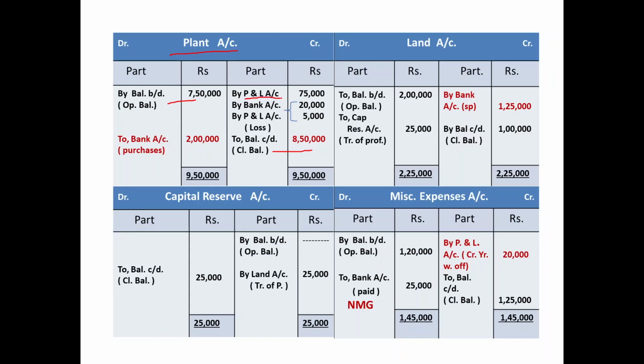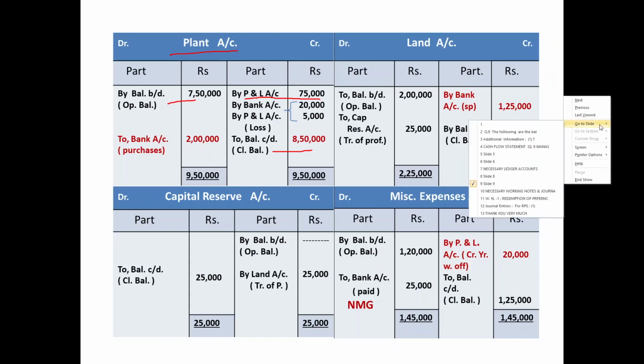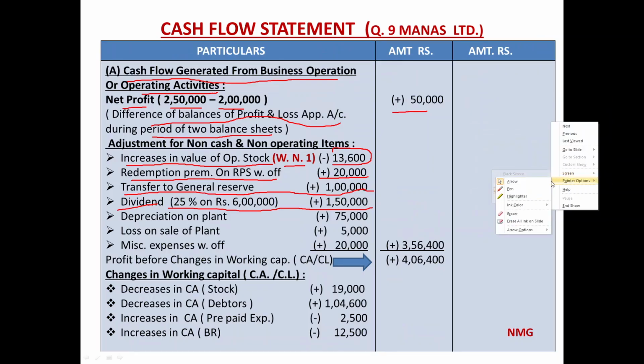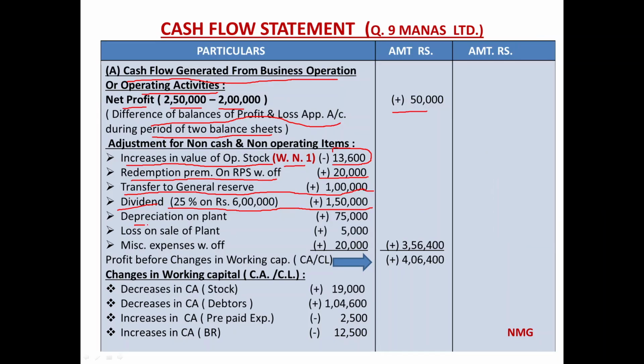Profit and loss account debit to plant account credit 75,000. Depreciation is always a non-cash item. So as a non-cash item, we have to add back it in the cash flow statement under first item. Depreciation on plant plus 75,000.